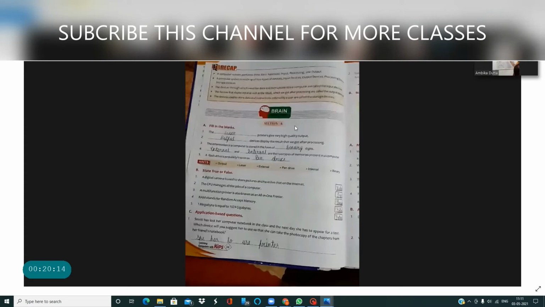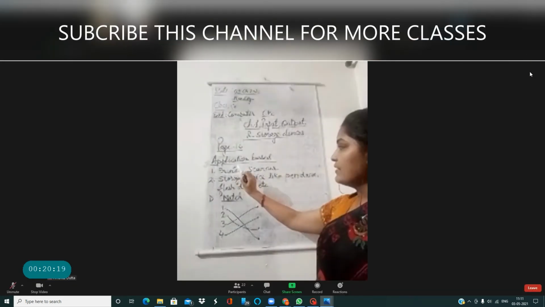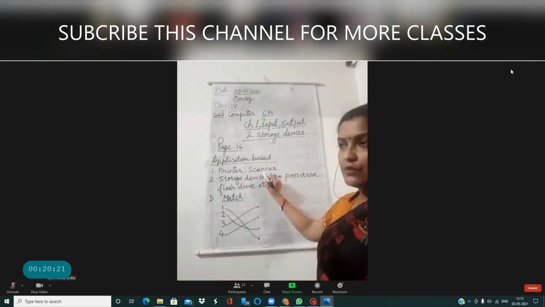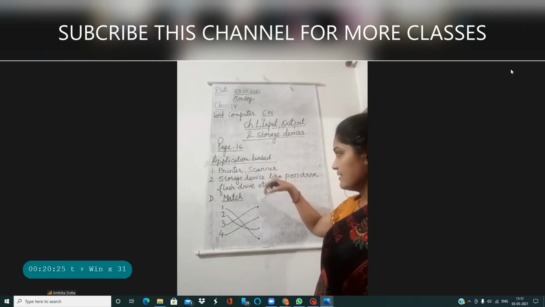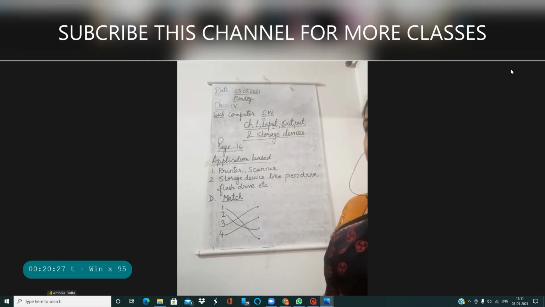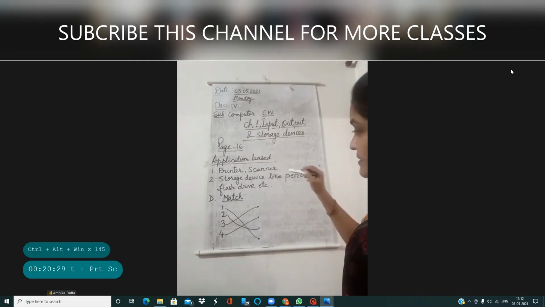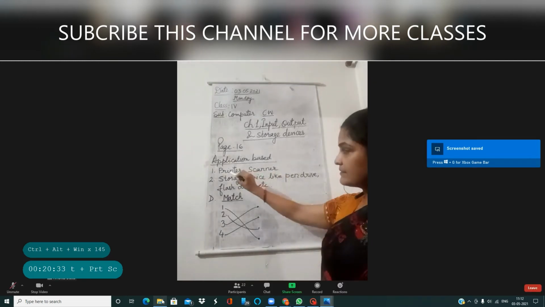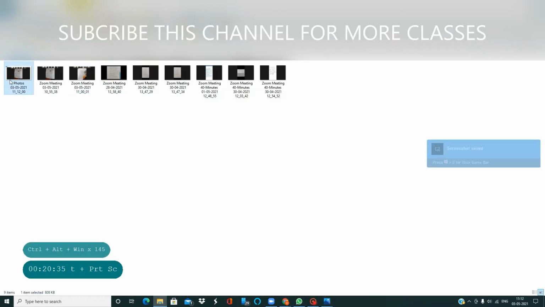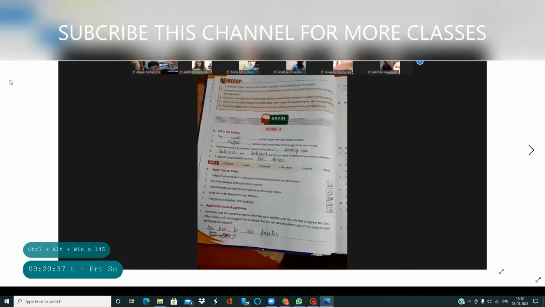I have muted everyone. This is an application-based question. The first answer is she can use a printer also. She can use a scanner also for taking the print and for taking the scan. Soumya has rightly said, if she needs to scan the picture, she needs a scanner. So both answers are correct. If you write printer, that is also correct. If you write scanner, that is also correct. You can use both.